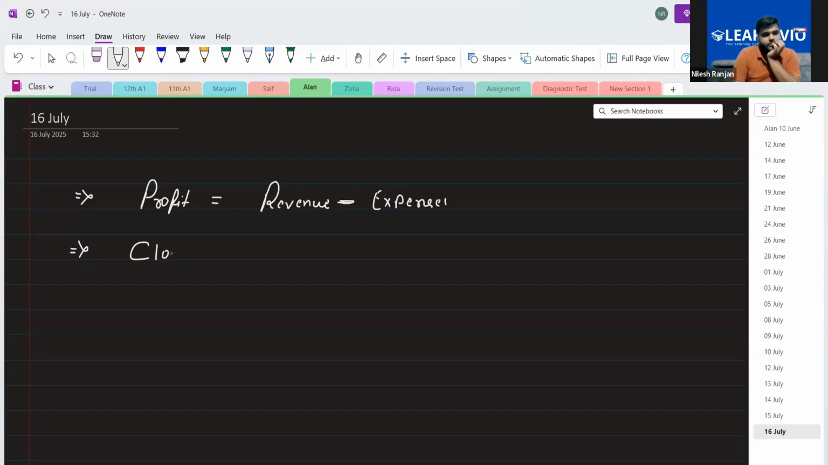Now, what is closing capital? Do you know the concept of opening capital and closing capital? Is it capital remaining at the end of the month? Not month. You can say the month, but generally, if we are preparing the accounting equation, we take the whole year. If we are taking the month, then it is the end of the month.